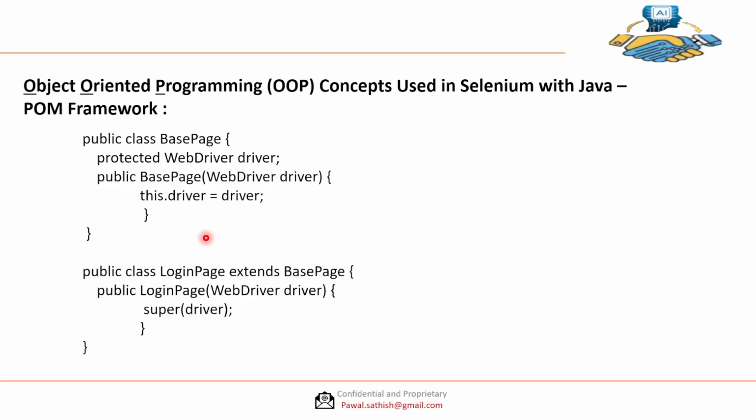Here I give the example. This is the base page, and in the base page we have defined the driver, since this is common. As I mentioned, we can also define more common methods like wait, click, and type here. And this is a login page screen, and we'll extend the base page, and here we'll give the call to the base class.